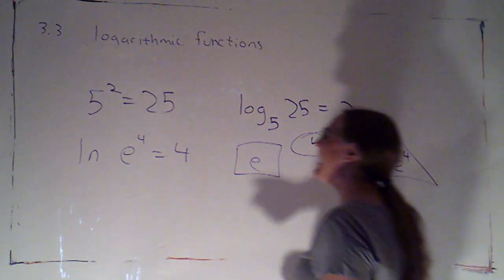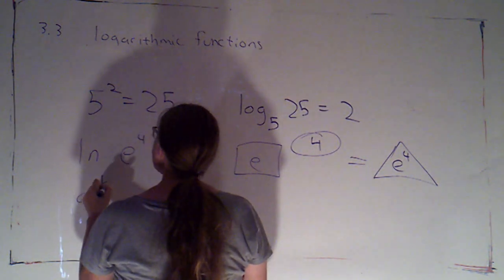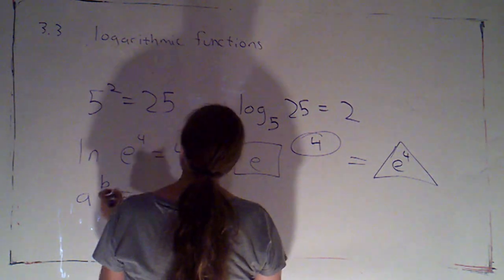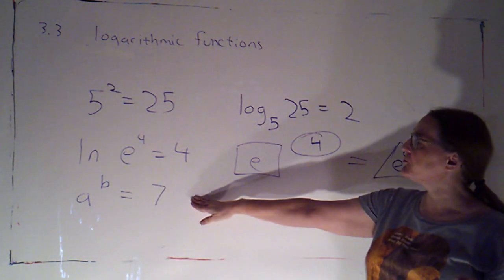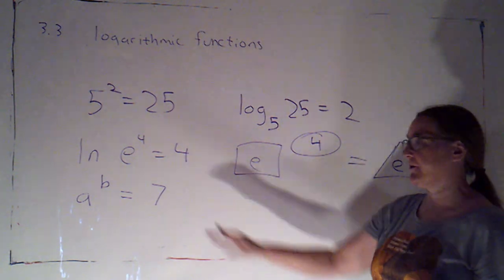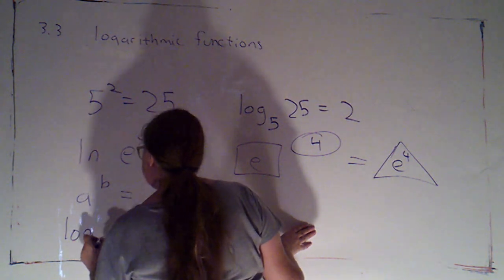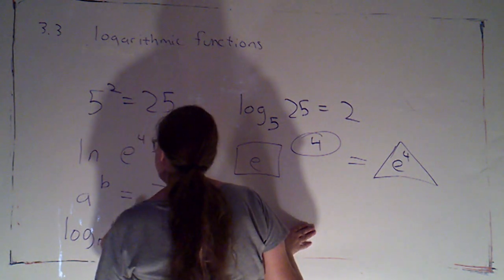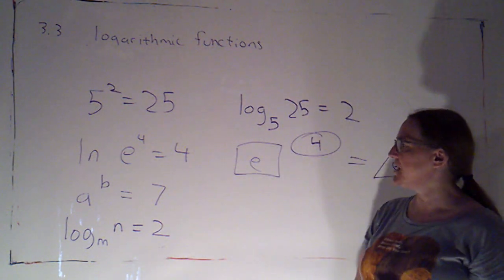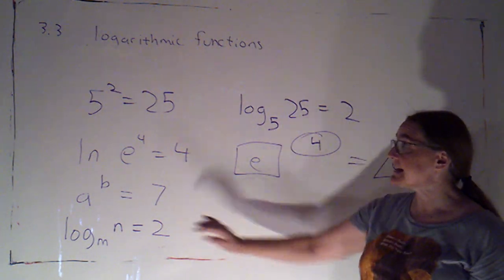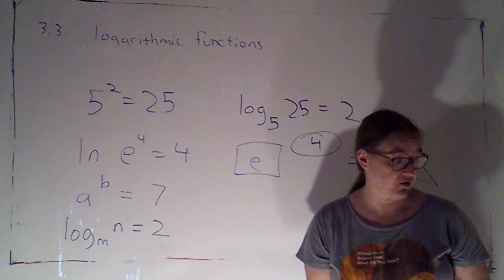I'm going to give you two problems to try. So I'm going to give you something in exponential form. Let's say a to the b is equal to 7. Okay. So you've got 2 letters and a number. I want you to rewrite that in logarithmic form. And then let's say we had the log base m of n is equal to 2. So again, I'm giving you 2 letters and 1 number. I want you to rewrite that in exponential form. So go ahead and pause the video, give those 2 a shot.